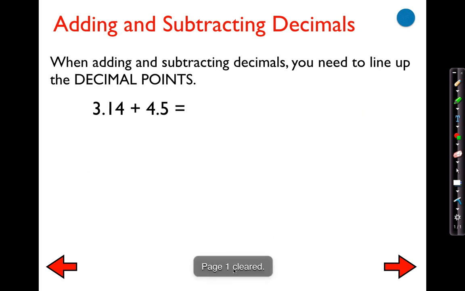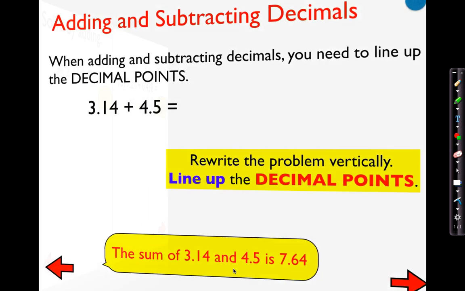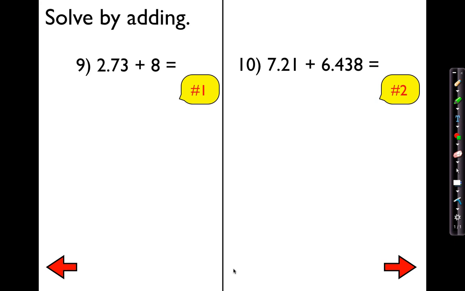Okay, so now at this point, I would like you to go ahead, pause the video, and try number 9 and 10 on your own. Okay, so let's see how well we did.